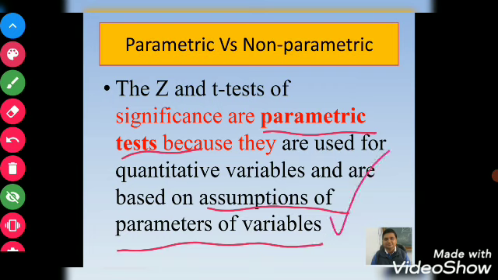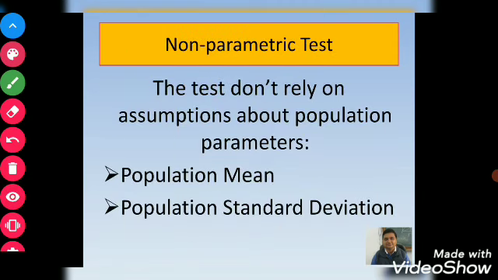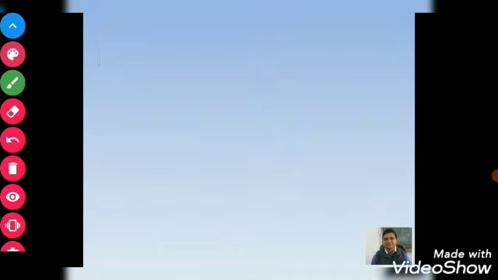So I had already told you the parametric tests are always based on the parameters of the variable, and non-parametric tests don't need parameters of the variable. The tests that don't rely on assumptions about population parameters are called non-parametric tests. What are the population parameters? That is population mean and population standard deviation. This I have already discussed in the previous lectures.